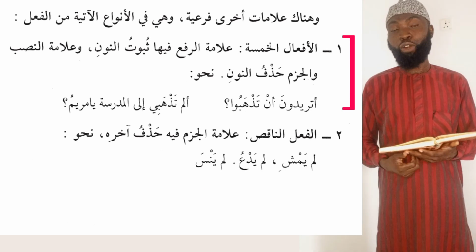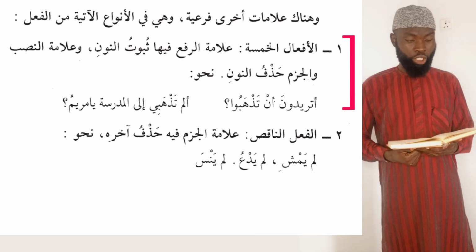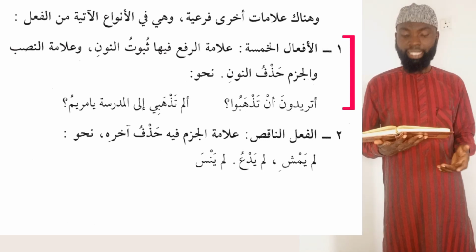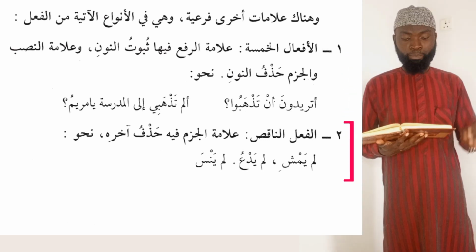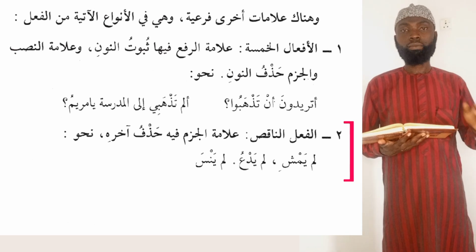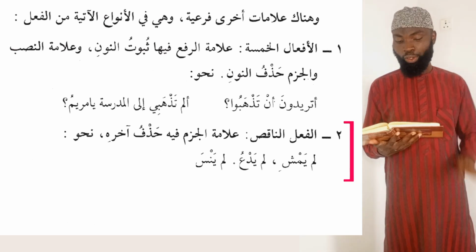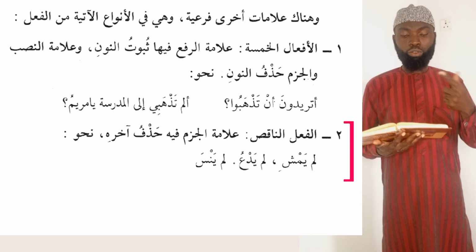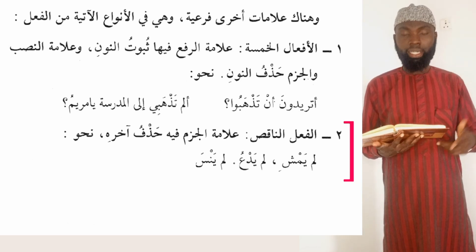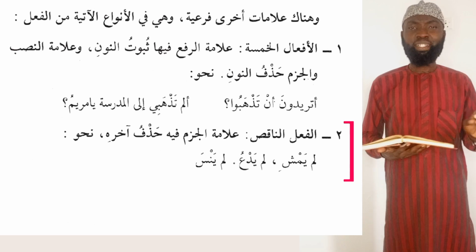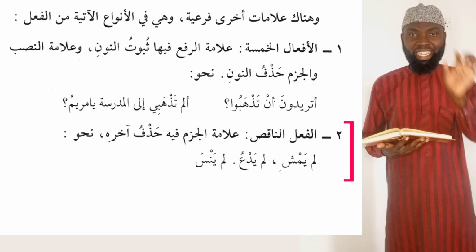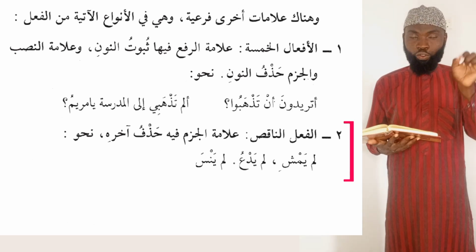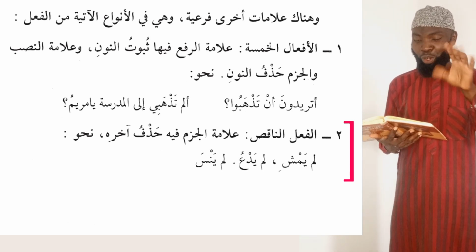So the second category of verbs, which are also considered to be carrying the secondary sign of declension, is al-fi'lu al-naqis, the verb which has a weak letter at the end of it, like the word yamshi, yad'u, and the rest of them. So alamatu jazmi fihi hadhfu akhirihi. The sign that will show that this verb is in the jussive case, supposed to be carrying sukun, is that the end, the weak letter, will be omitted.